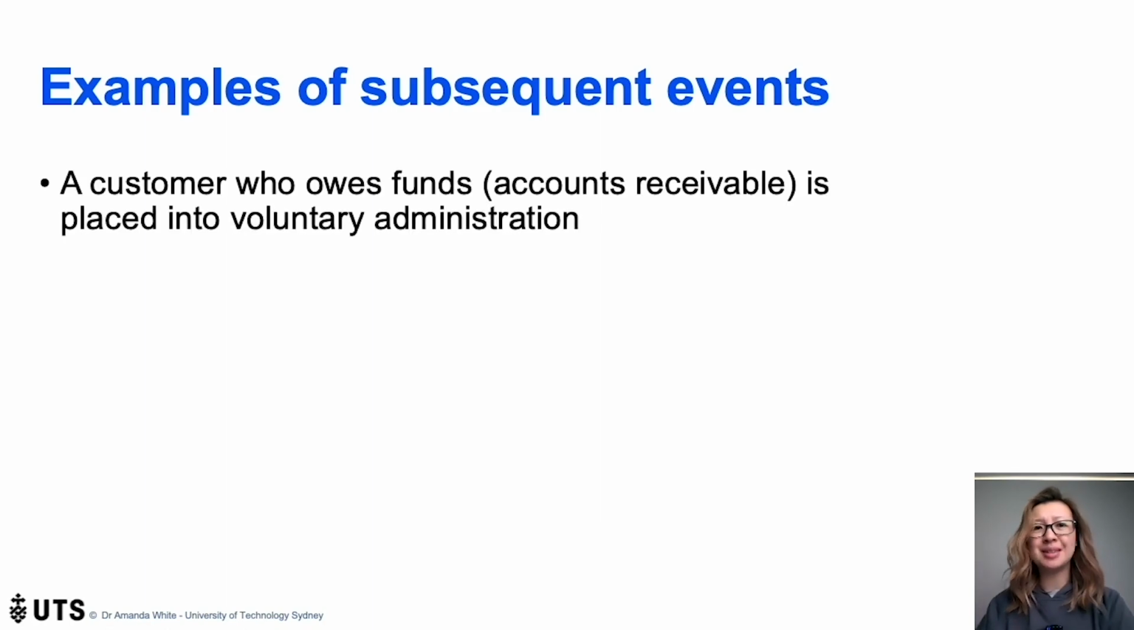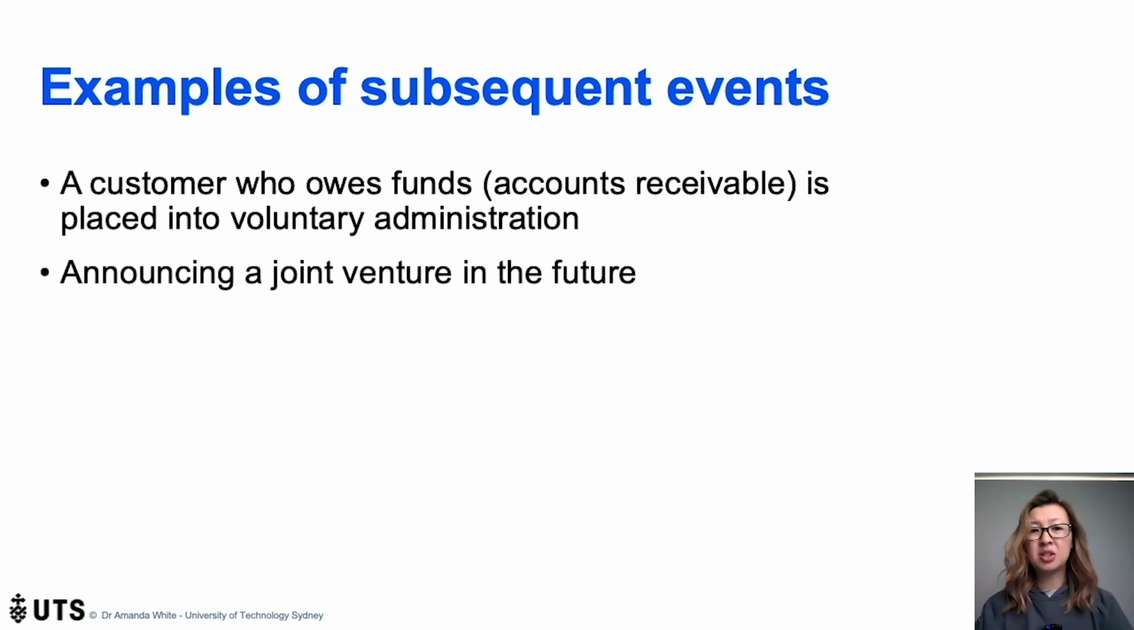Well, the first one is a customer who owes funds, who owes accounts receivable, and they're placed into voluntary administration. So this is after the end of the financial period. So if that happens, are we able to collect all of that money? That's a really good example, and it's a really common subsequent event, and probably one we're going to see a lot in COVID-19 times.